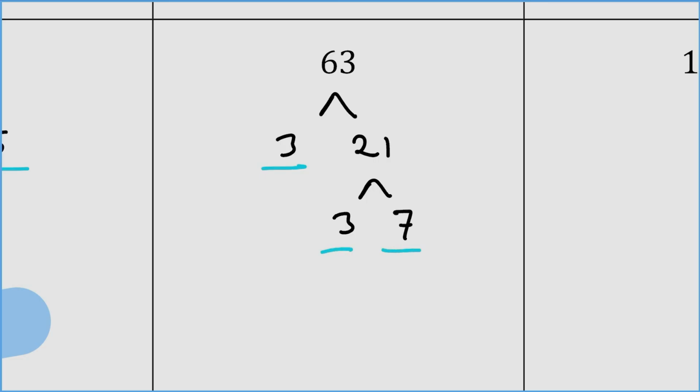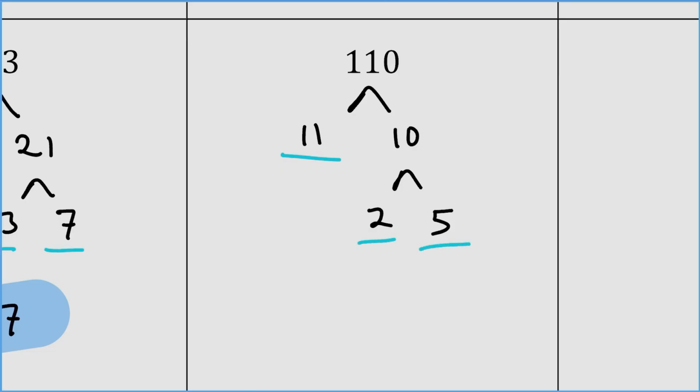Here comes 63. You could break that apart into a 7 times 9. Let's have a little fun. You could break this apart into a 3 and a 21. That also is true. 3 is prime, so we're going to underline that. And then 21 breaks apart into 3 times 7. So we have 2 3s and a 7 for an answer of 3 squared times 7. And that is the prime factorization of 63.